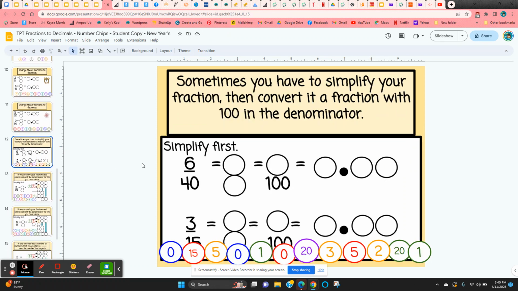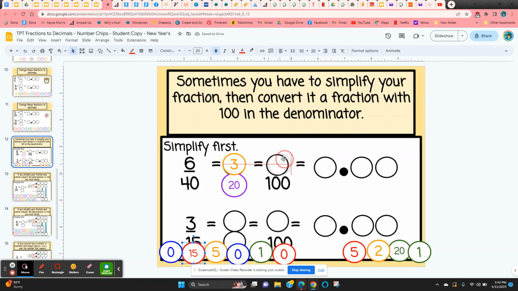Now they're going to get an example where the fraction cannot convert directly into an equivalent fraction with 100 in the denominator. So on these fractions, they have to simplify first. So for 6/40, if they divide the numerator and denominator by 2, they get 3/20. Now they can convert it to a fraction with 100 in the denominator and then change it to a decimal. So same thing on this one. 3/15. If they simplify it, they will get 1/5. And go ahead and change it to a fraction with 100 in the denominator and then to a decimal.